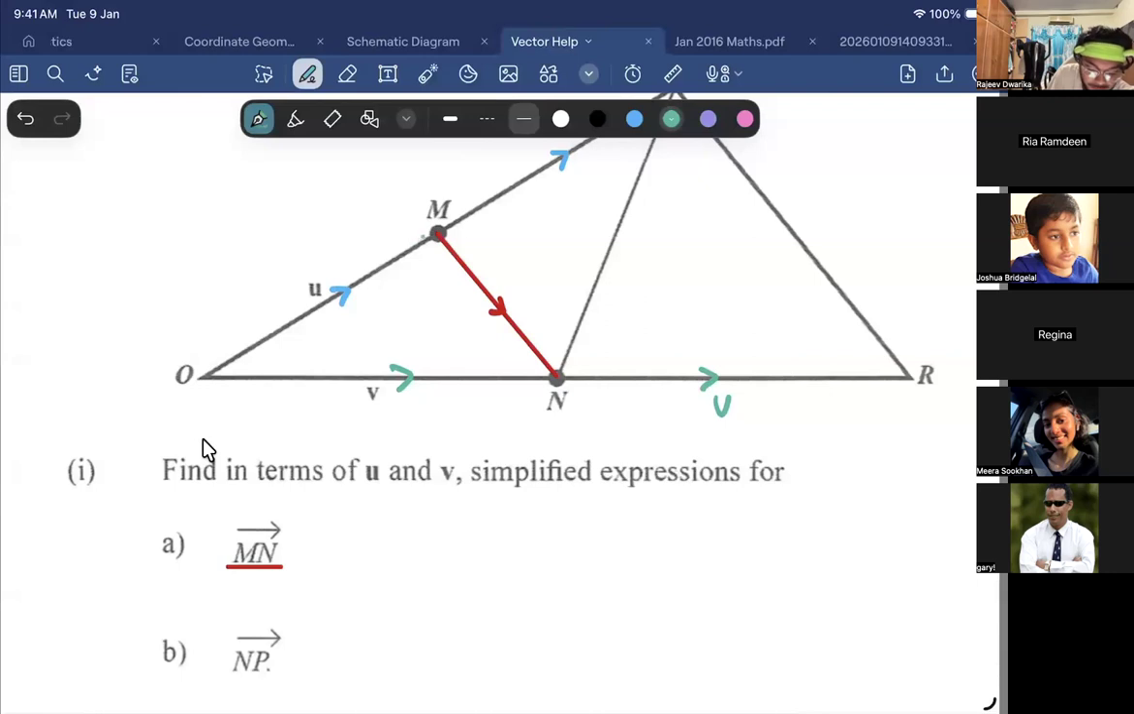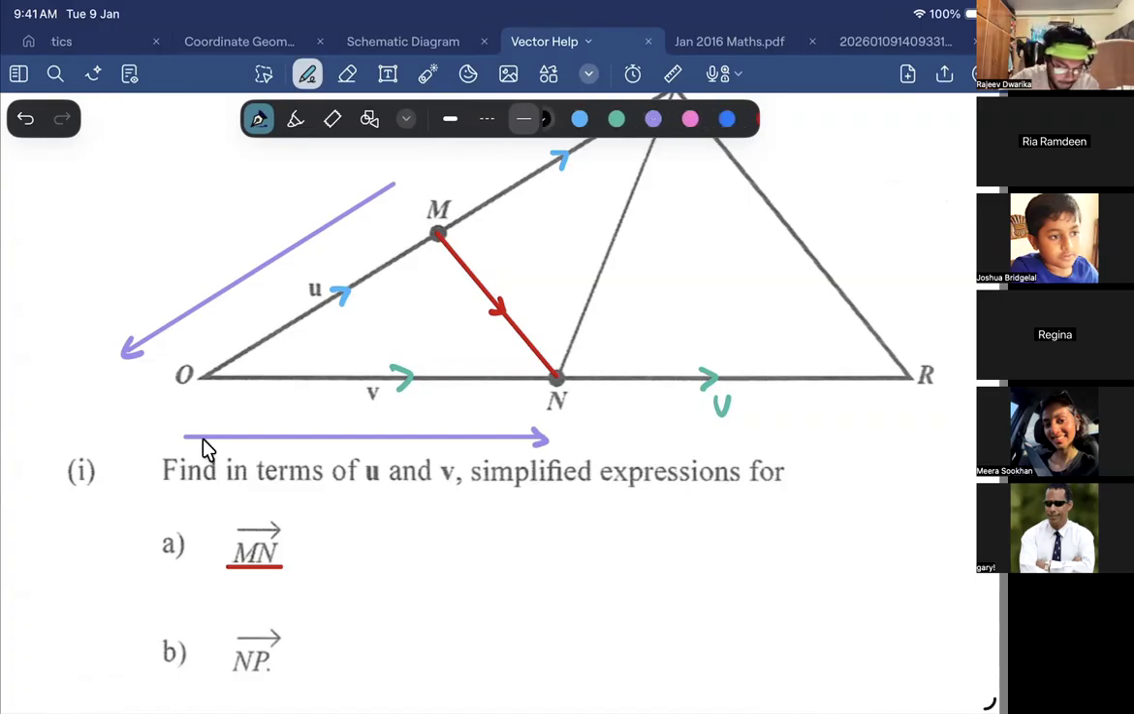So Regina, if I wanted to go from M to N, how would I do that? M to the origin, what next? Plus O to N. Could everybody see that? If you wanted to go from M to N, you'd have to go from M to O and then from O to N.